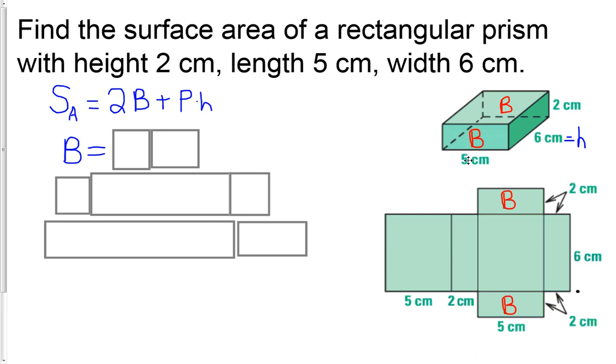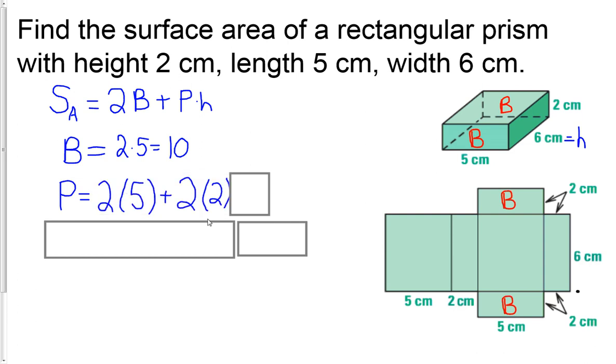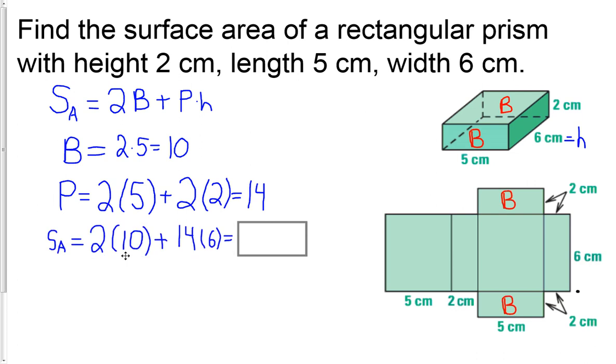So base is length times width, so 5 times 2 is 10. Perimeter is 2 length plus 2 width. So I get 2 times 5 plus 2 times 2. 10 plus 4 gives us 14. And so now 2 times 10 plus 14 times the last number I haven't used yet, which is 6, gives us a surface area total of 104 centimeters squared.